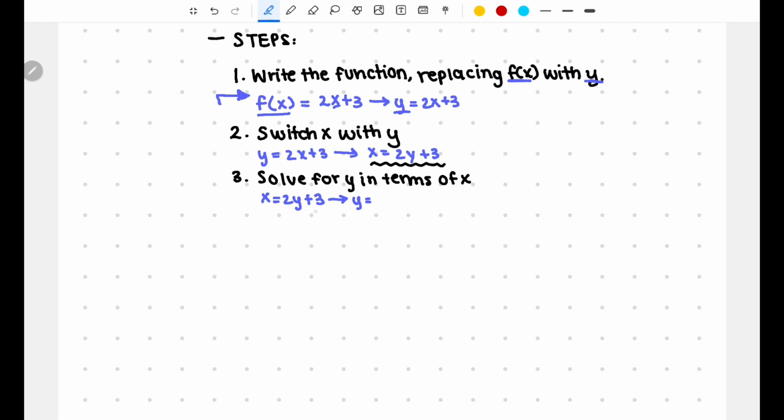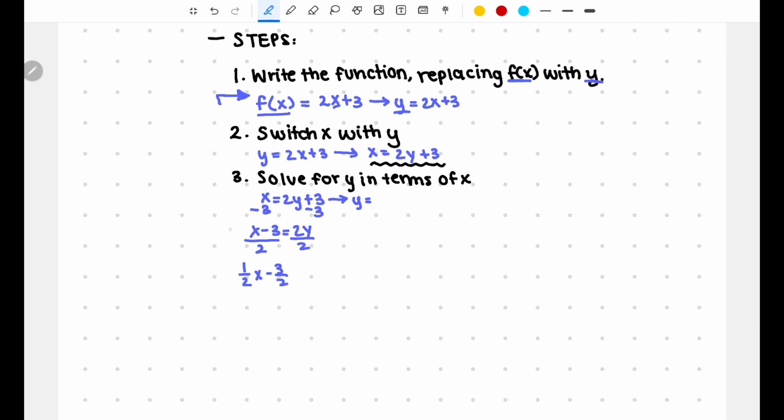First step is to subtract 3 on either side. So now it's x minus 3 equals 2y, and then we're going to divide by 2 on either side. And remember, when you divide by 2, it's dividing both terms, and we can split it up and say half x minus 3 over 2.